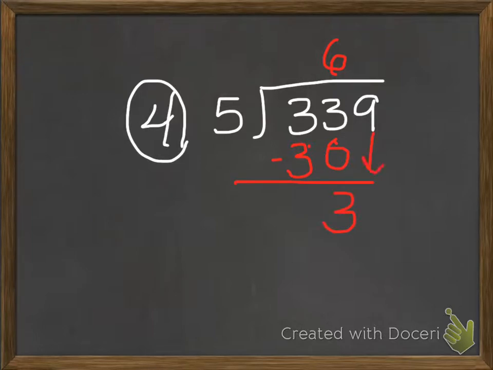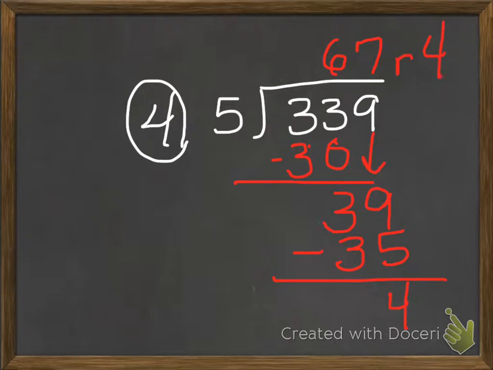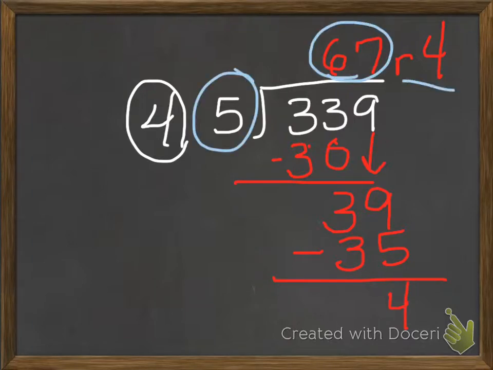We bring down the next digit, becomes 39. I know 5 times 8 is 40, and that's too big, so it must be 7. 7 times 5 is 35. Subtract that. 39 minus 35 is 4. So I have 67 with a remainder of 4. Let's multiply it back up and check, see if we're right. Remember, we're going to multiply the numbers that are on the outside. When we have a remainder, we just add it on.